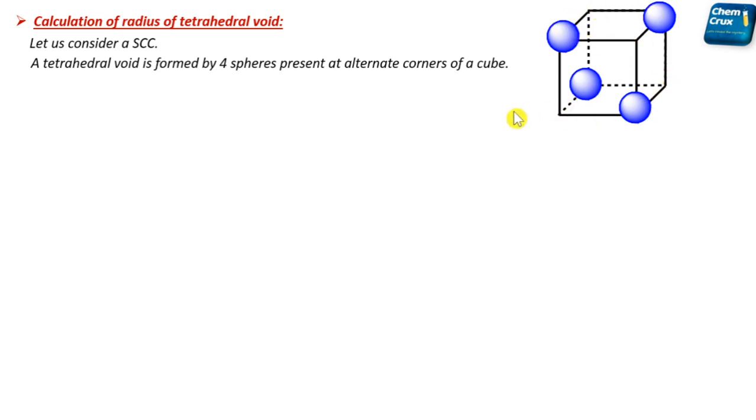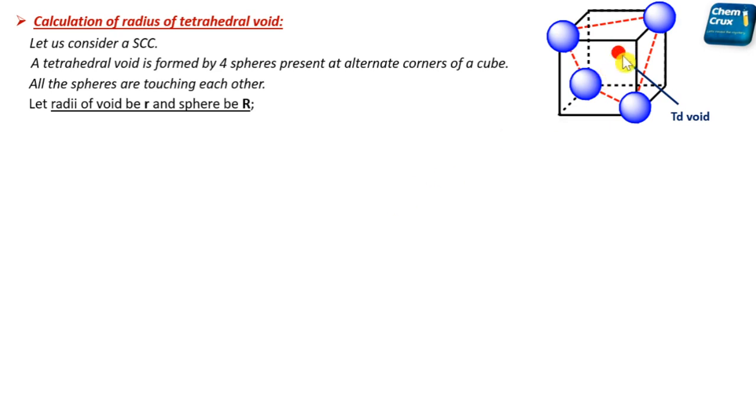And if we join the centers of all these 4 spheres, you can actually see formation of a tetrahedron. And we know that if the spheres are arranged tetrahedrally, they will form a tetrahedral void like this, right? Now all the spheres are touching each other, but for the sake of convenience I have not shown them in contact, but you need to remember that all the spheres are actually touching each other. The radius of the tetrahedral void is small r and the radius of the sphere is capital R. The edge length of the cube is a.